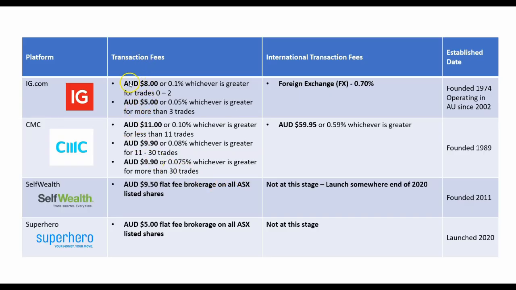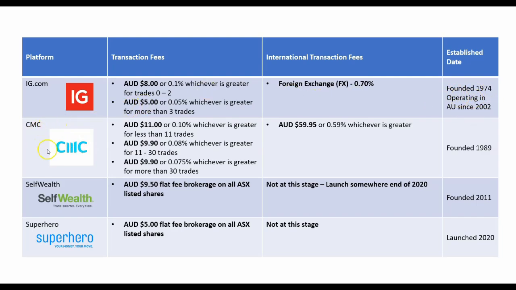If you look at the table over here, for IG, it's around $8 per transaction, which is for 0 to 2 trades, or 0.1%, whichever is greater. They do allow international buying and selling of shares, where they add a foreign exchange fee of about 0.7%. And they were founded somewhere around 1974, and they've been operating in AU since 2002.